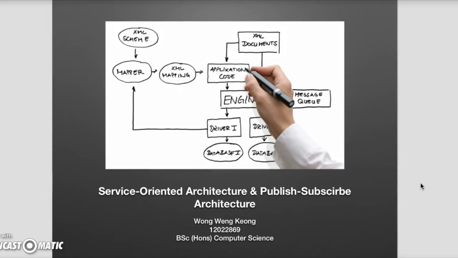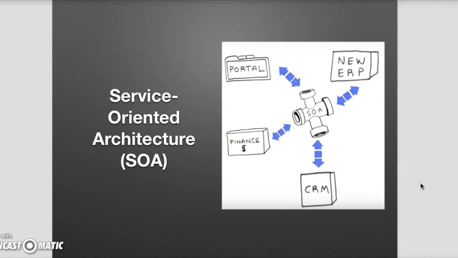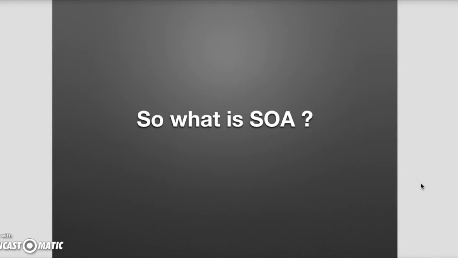Today I'm about to present to you two software architectural styles, which are service-oriented and publish-subscribe. I'm going to start off by explaining what service-oriented architecture is.